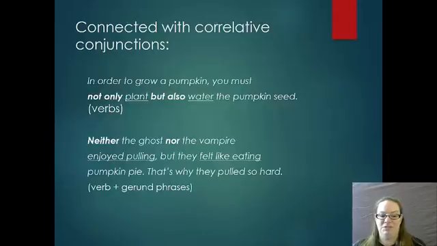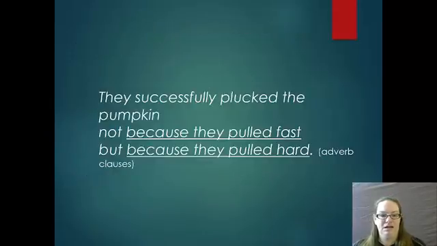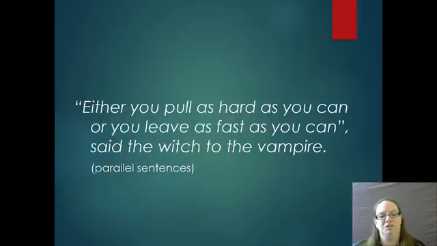Here we have a verb plus a gerund phrase. They successfully plucked the pumpkin, not because they pulled fast, but because they pulled hard. Here we have two adverb clauses. Either you pull as hard as you can or you leave as fast as you can, said the witch to the vampire. Here we have parallel sentences.